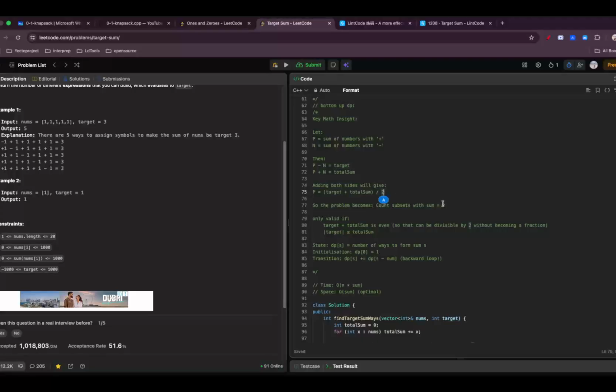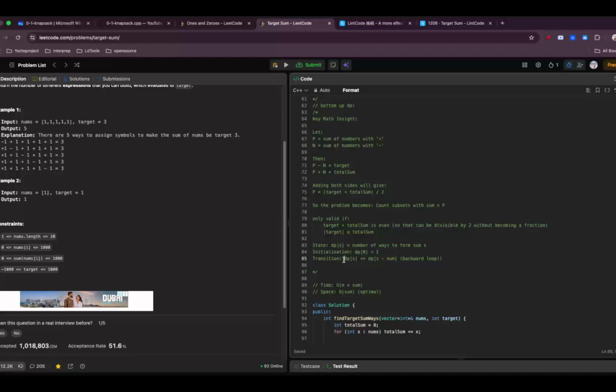Because you know that you just need to count the subsets with sum equal to p, that is, all the positive ones, with that itself you will get your count of the expressions. So how should your state be? The state is dp of s, which holds the number of ways to form the sum s. Initialization: dp of 0 equals 1. Anyhow it is 1D DP, not 2D DP. Because of this equation, our space earlier was 2D in nature, and now it is just 1D.